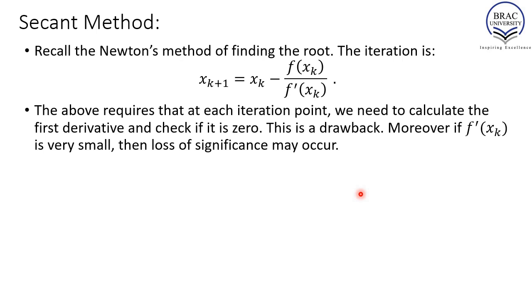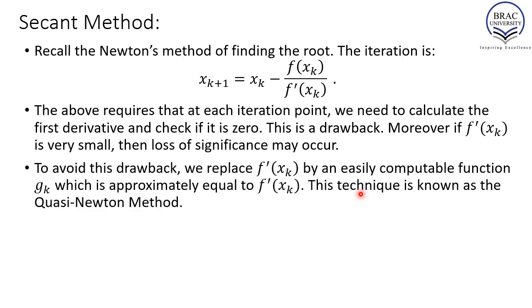That is a drawback. Moreover, if f prime of x_k is very small, then loss of significance may occur, which is a very problematic fact. So what do we do here? To avoid this drawback, we replace f prime of x_k, the first derivative, by an easily computable function. We call it g_k, which is approximately equal to the first derivative of f. This technique is known as the quasi-Newton method.